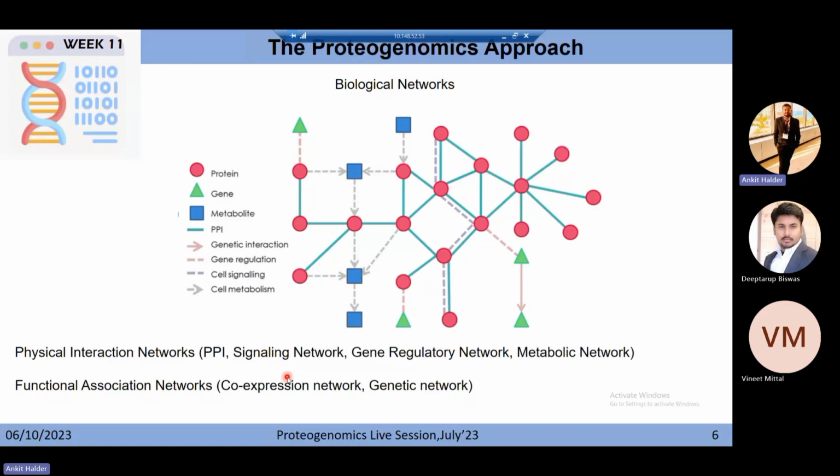For the physical interaction network, we have the protein-protein interaction network, the signaling network, cell signaling networks, and the gene regulatory network. You can understand that a protein can influence others after physical interactions. Then there are the metabolic networks. And the functional association network consists of the co-expression network and the genetic network.